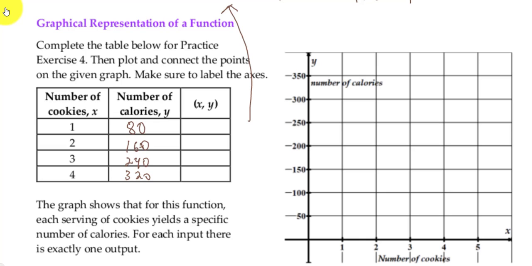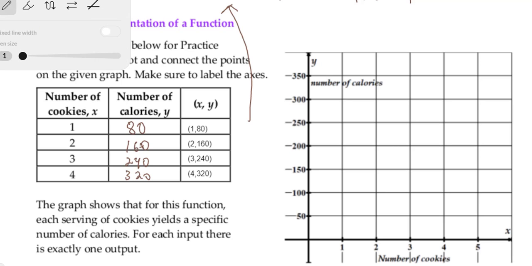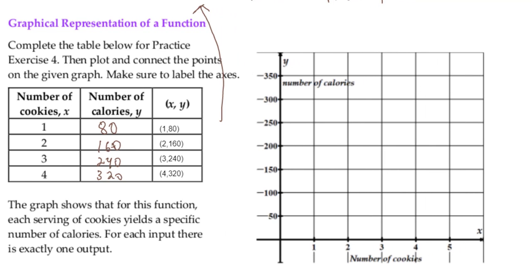So I'll write the ordered pairs. I'm going to use my typewriter tool for that. So these are the values of my ordered pair. Now if I want to graph that, I can plot the points. So 1 comma 80 would be somewhere around here. 2 comma 160, I'm just kind of eyeballing this. 3 comma 240, and then the last one is 4 cookies, 320.